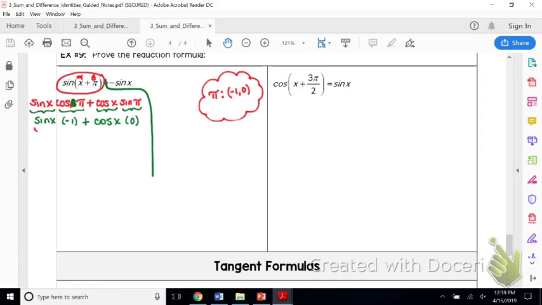So let's simplify. What's sine of x times -1? Plus cosine times 0. And then add them together and we get, which is what we were trying to prove it was equal to.